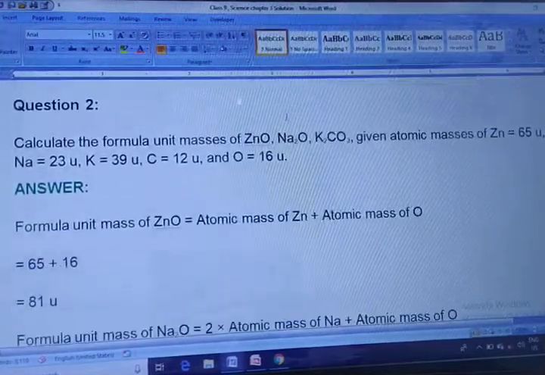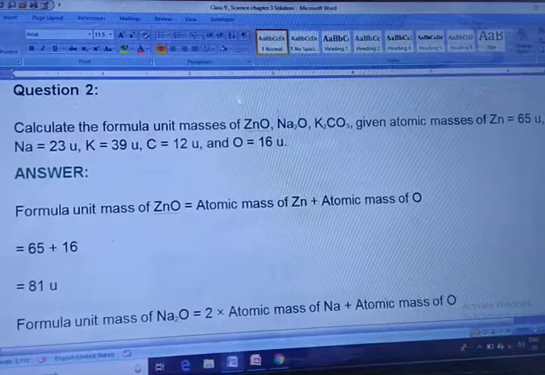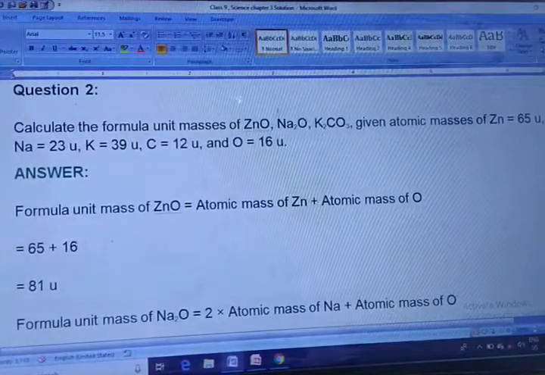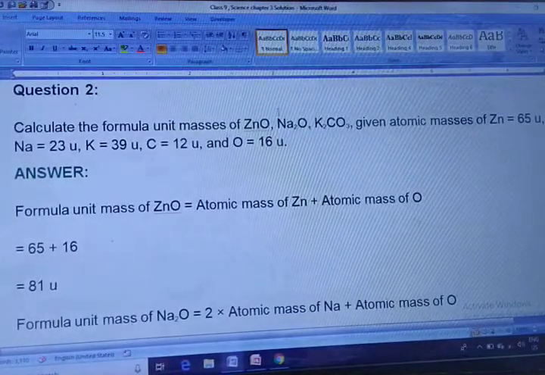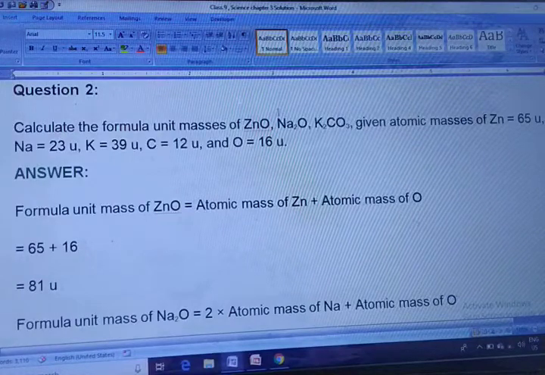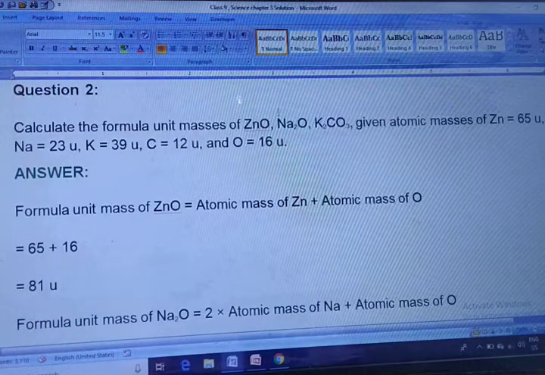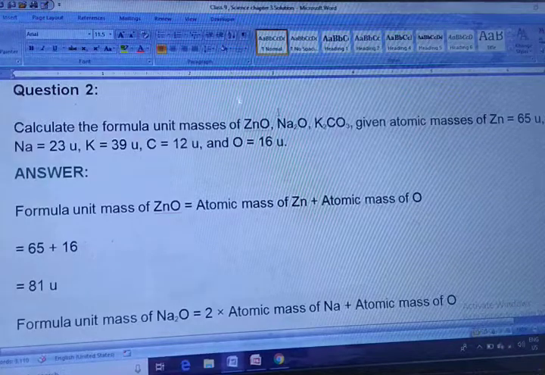So as we have seen, now we are moving towards question number 2. Calculate the formula masses of zinc oxide, sodium oxide, potassium carbonate. Given the atomic masses of zinc is 65 u, sodium 23 u, potassium 39 u, carbon 12 u and oxygen 16 u. Formula unit mass of zinc oxide, atomic mass of zinc plus atomic mass of oxygen.